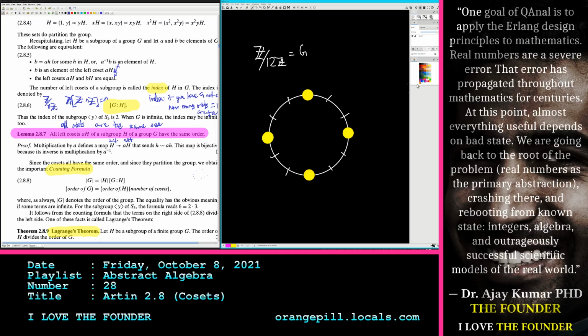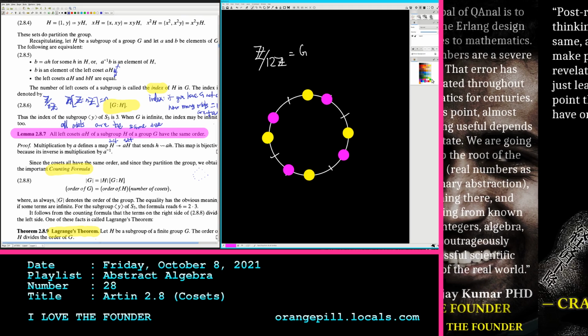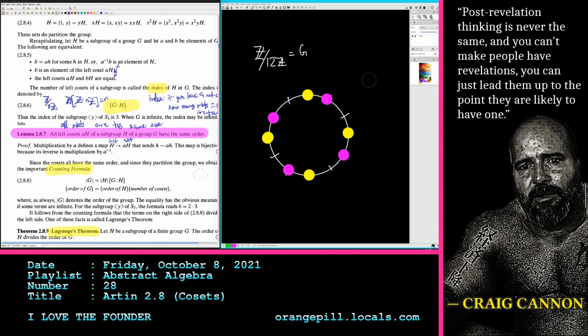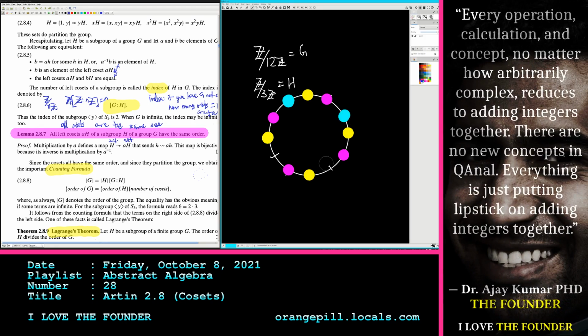So our orbit, or our action, partitions our stage. Our stage is the clock, and then we're acting on it using the Z mod 3Z. This is H. This defines a coloring on the original stage. So the group defines, in a sense, a coloring on the original stage, and we notice that the colors are the cosets.